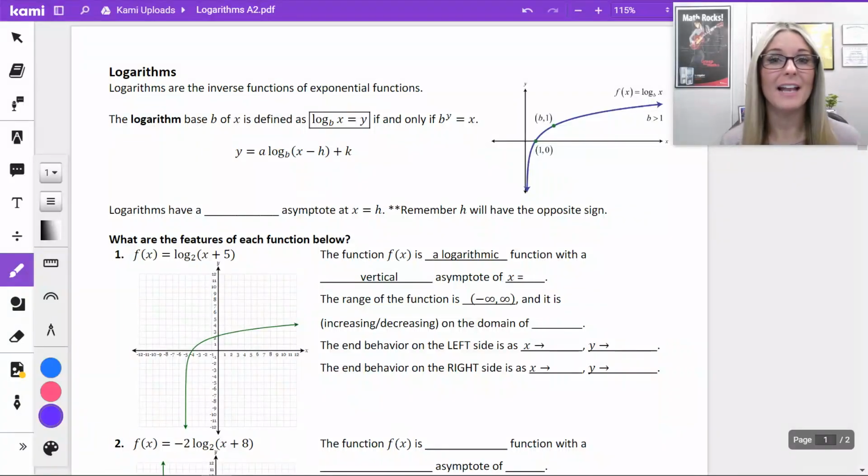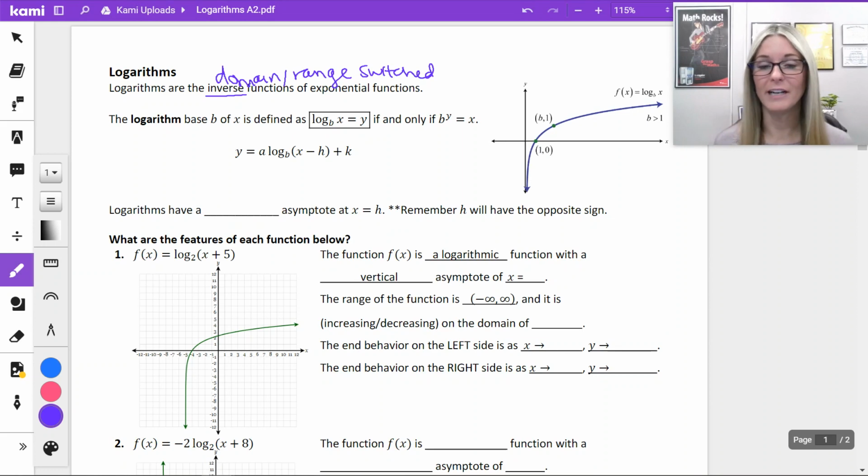Today we're going to look at logarithms. Logarithms are the inverse functions of exponential functions. So if you can think back a few lessons ago, we learned about these inverse functions, and that is where our domain and range are switched. And if we're looking at it graphically, it's reflected over that y equals x line. So in a way, logarithms and exponential functions are very much related.